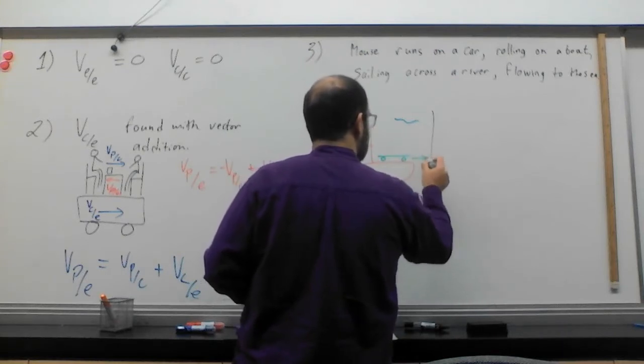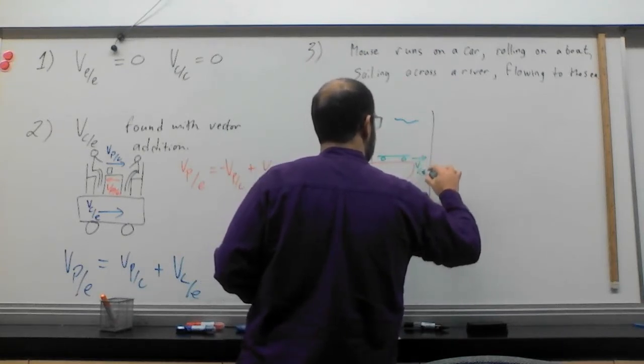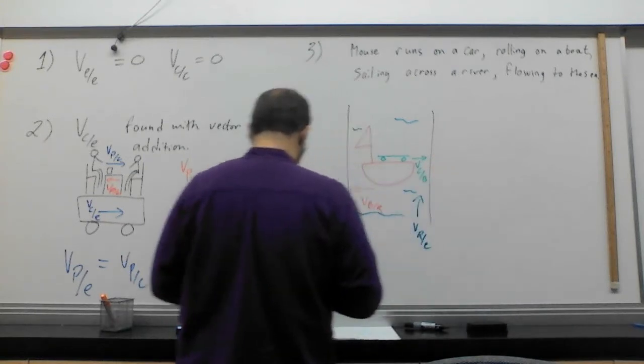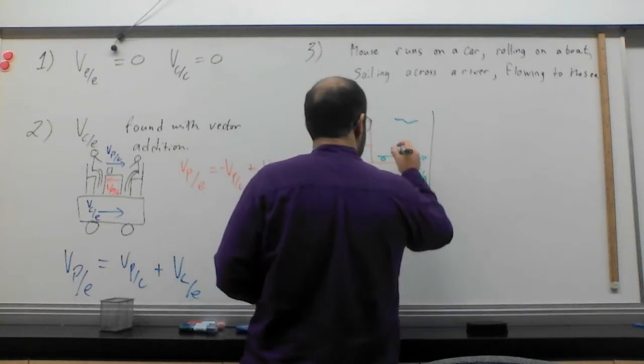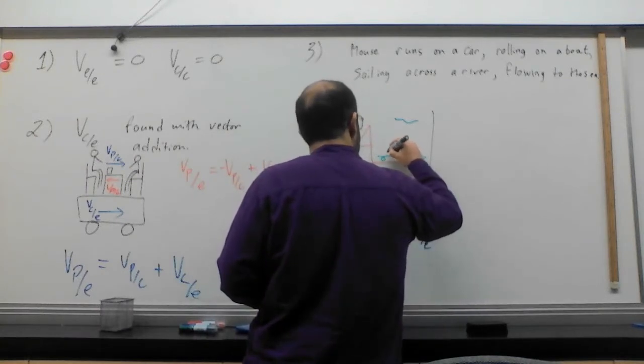And we're going to say the car is going this way, and it's going to be the velocity of the car with respect to the boat, because the car is on the boat. And then finally, we'll put ourselves a little mouse on top of that thing. I'm going to put a mouse right here.